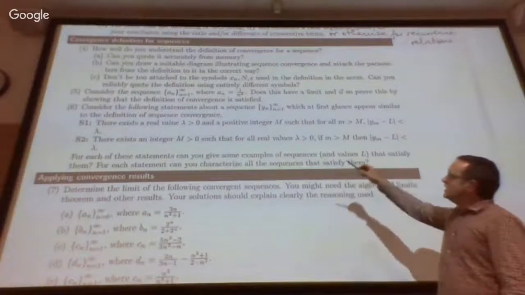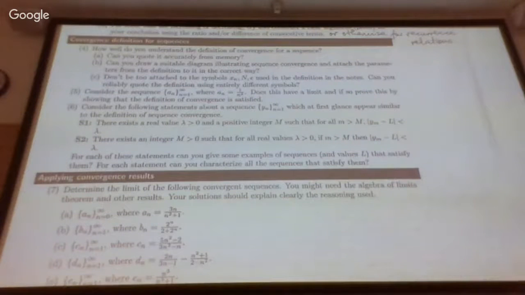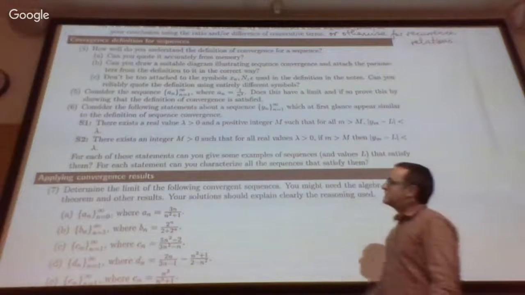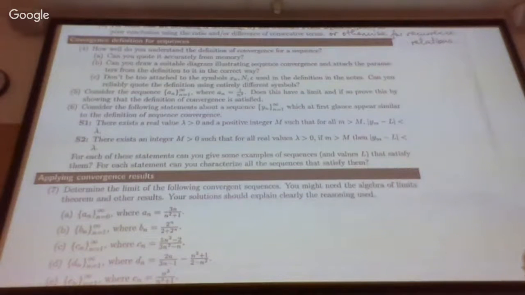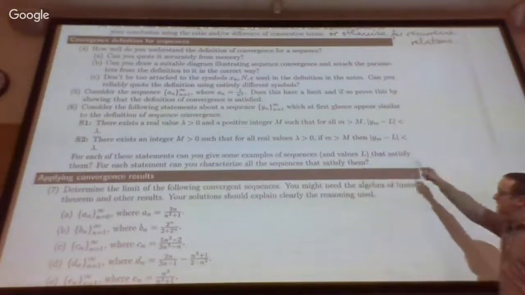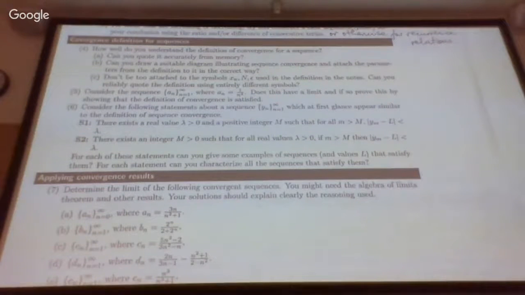Statement S2 is a similar kind of mixed up version of it. It says there exists a capital M greater than 0 such that for all real values lambda, if little m is larger than capital M, then the same inequality holds. The inequality at the end has the same structure as the inequality in the formal definition of convergence.